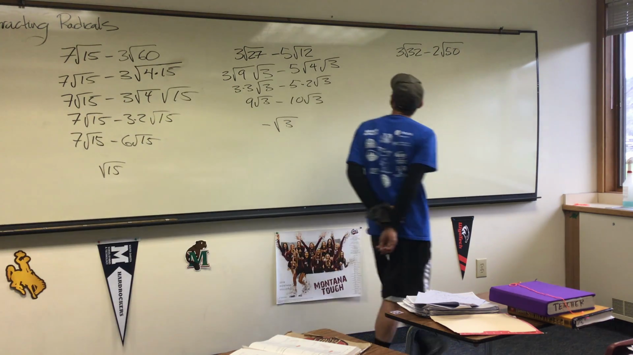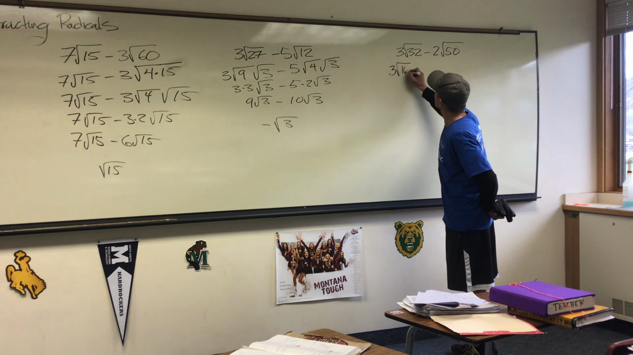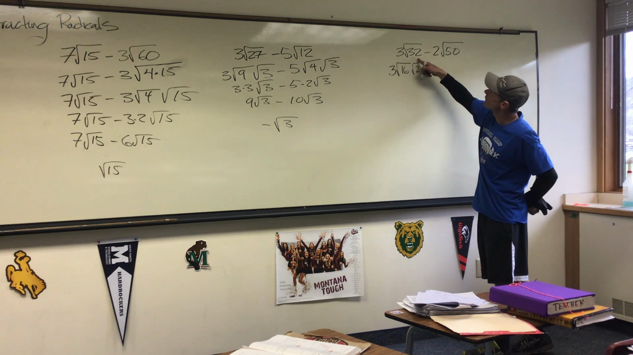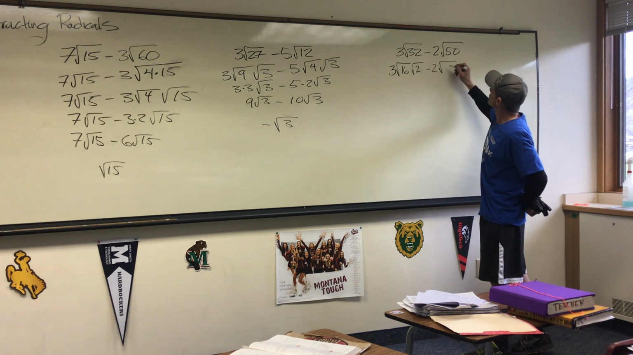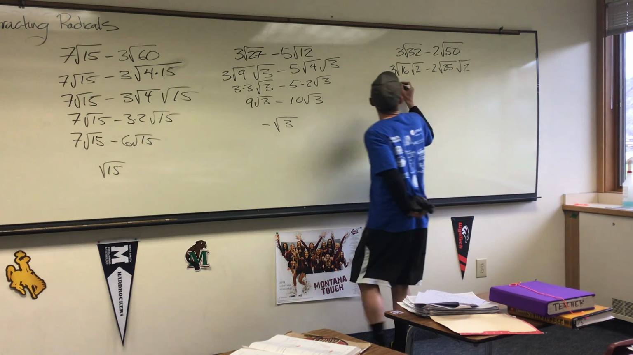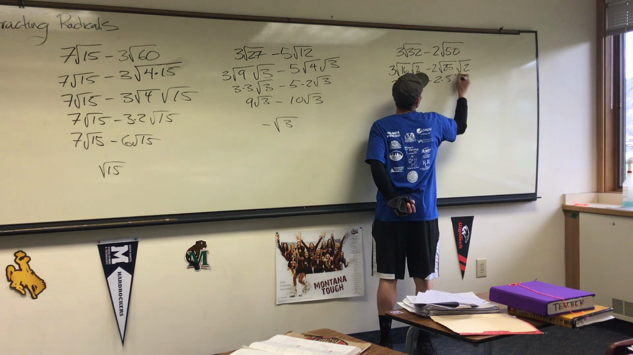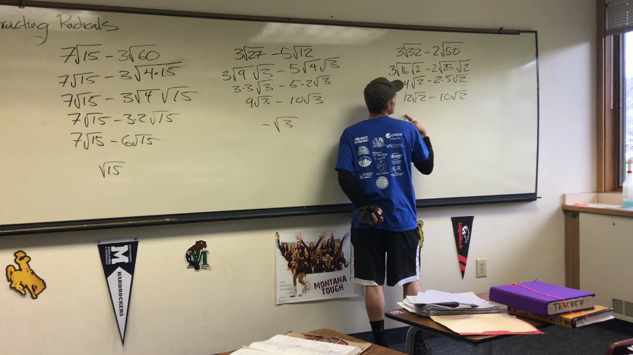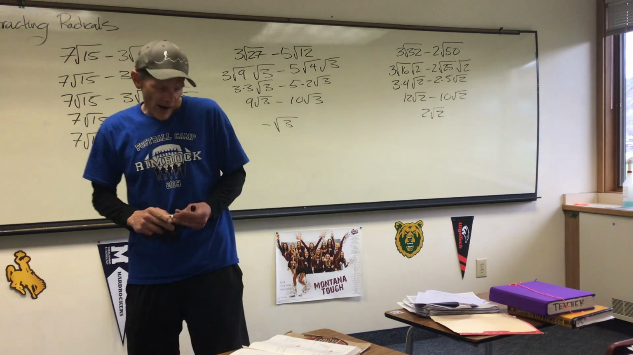Okay, last one. What's the biggest perfect square that divides 32? That's right, 16. So we rewrite the square root of 32 as the square root of 16 times the square root of 2, and the square root of 50 as the square root of 25 times the square root of 2. So 3 times 4 square roots of 2 minus 2 times 5 square roots of 2. 12 square roots of 2 minus 10 square roots of 2 is 2 square roots of 2. Okay, that's simple. It's not hard.